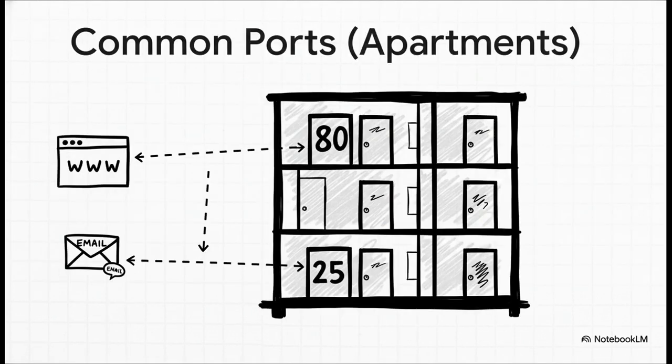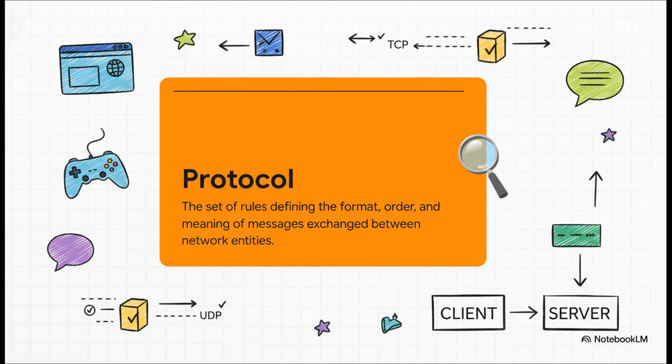And many of these apartment numbers, or ports, are standardized. They're well known. For example, web servers almost always live at port 80. Email servers usually hang out at port 25. These common agreements are what let your browser connect to literally any website in the world without you having to lift a finger.